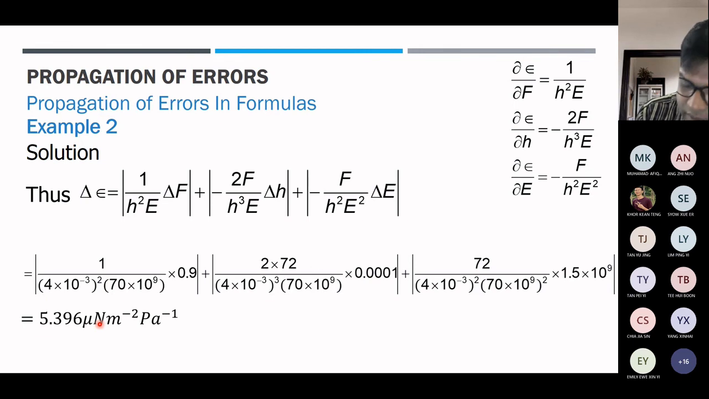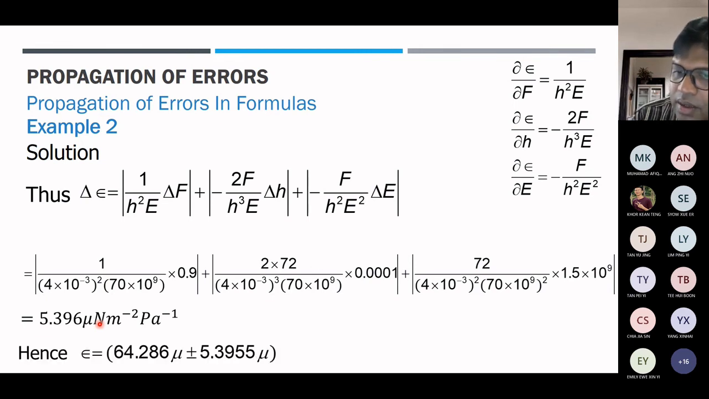Now, hence the final answer should be: you first give the original function, 60.4286 micro, plus the error term, which you derived from the error propagation formula.